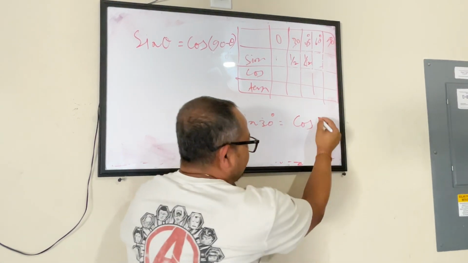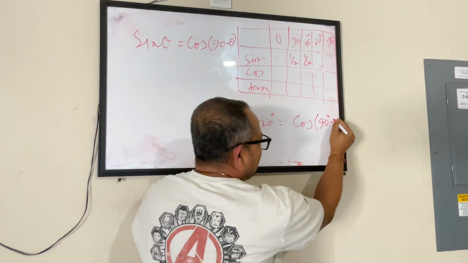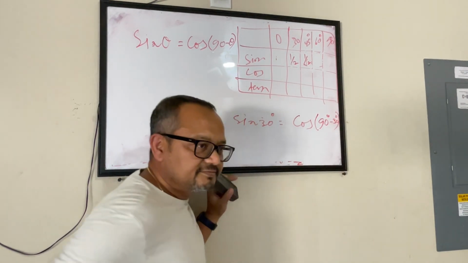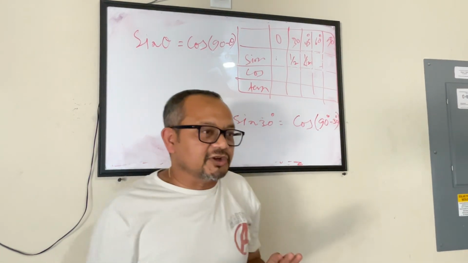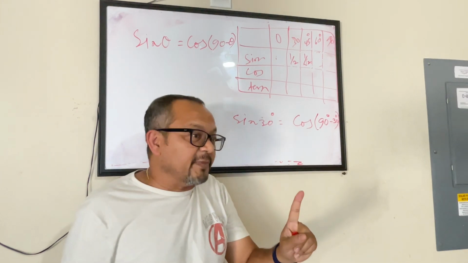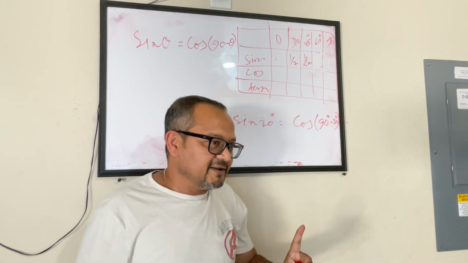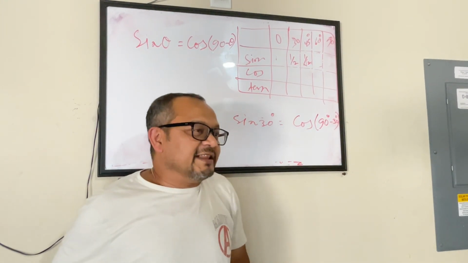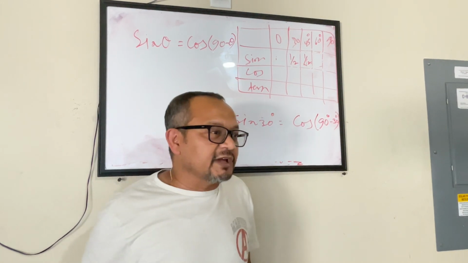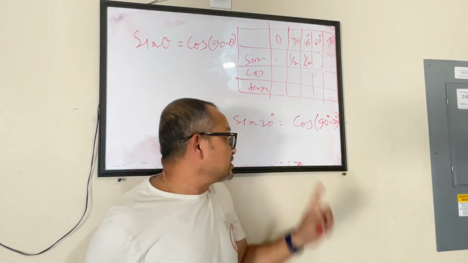Cos 90 minus 30. 90 minus 30. So whenever I ask you guys questions, there is one statement of mine which you will hate. And I want you to hate. That is, I don't care about the answer. What I care about is the process.